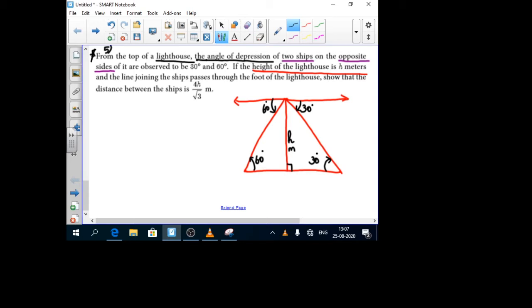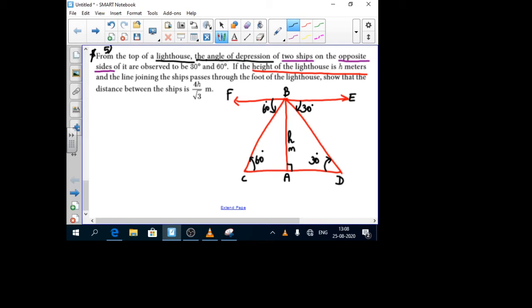So I am going to give the name AB. AB is the lighthouse. CD are the positions of the ships. Next, for the lines of sight I give the names C, D, E, F like this. So this is the diagram. Using this diagram you have to take two right angle triangles. Okay, right.